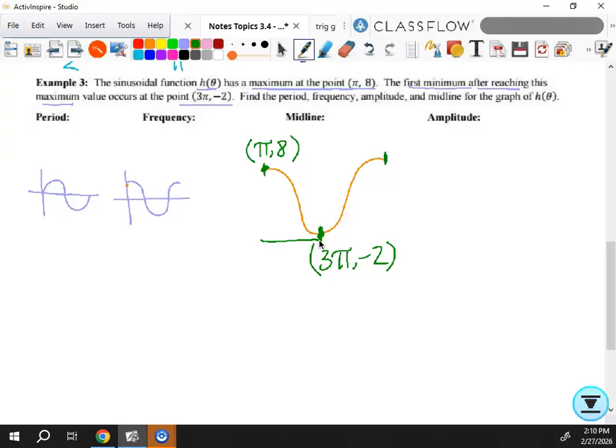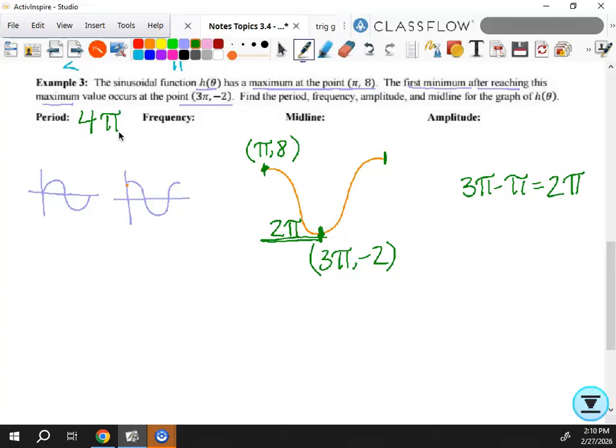I'm going from pi to 3 pi. So if I take 3 pi minus pi, I get 2 pi. So this distance here is 2 pi, which means the period is what? 4 pi, because that's only half of it. Okay. Questions about that?